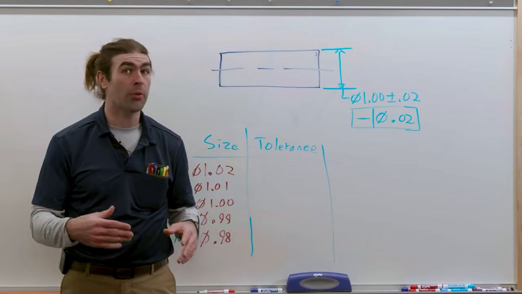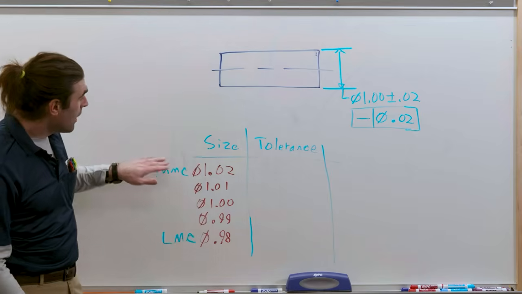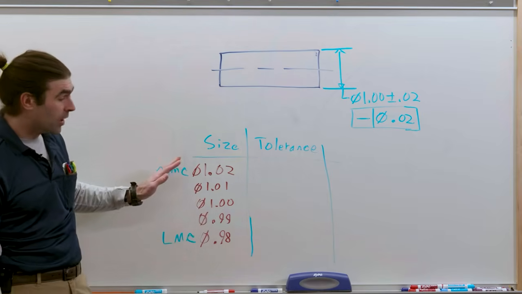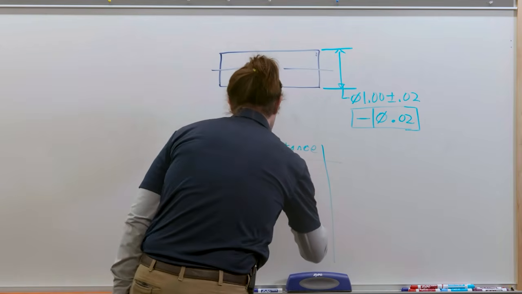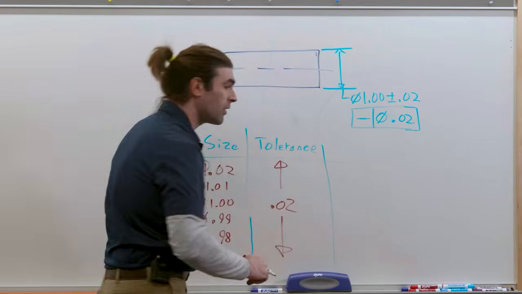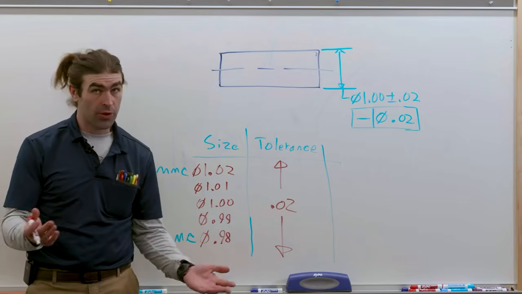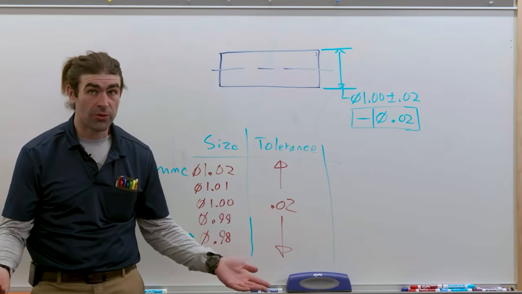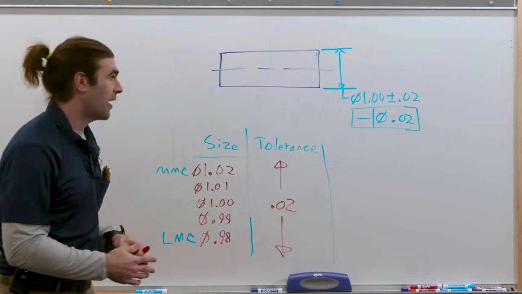This is known as rule number 2 in the ASME standard. So all that means is that no matter what size this pin comes in at, there's always 20 thousandths of geometric tolerance. So pretty straightforward, right? It's exactly what you'd think it would be. Now, let's try the MMC modifier.